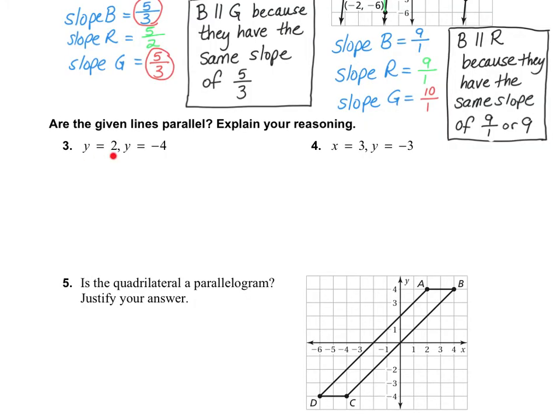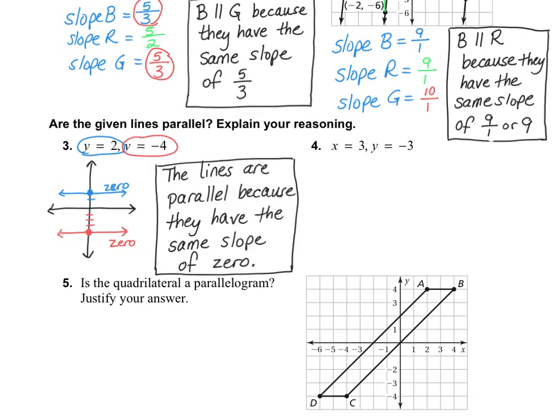We have y equals 2 and y equals negative 4. If we made a real quick sketch of these two lines, y equals 2 would be up 2 on the y-axis. It would be a horizontal line, which means it has a slope of 0. And if we graphed y equals negative 4, it would be down 4 on the y-axis, and it would also be a horizontal line with a slope of 0. Since they both have the exact same slope of 0, we can say that the lines are parallel.